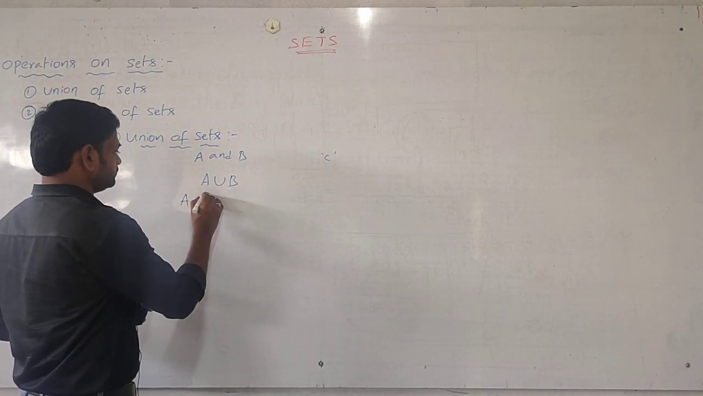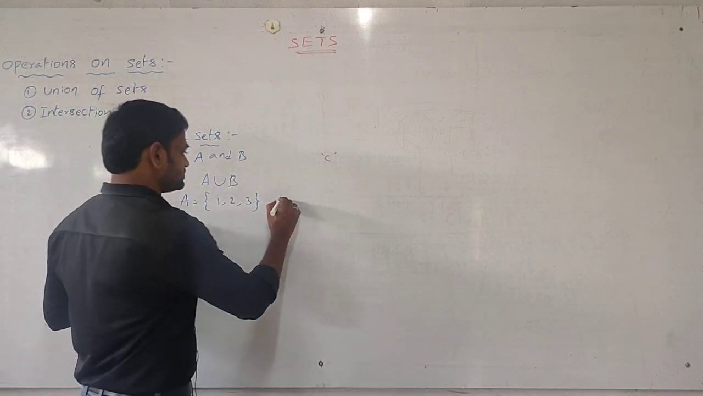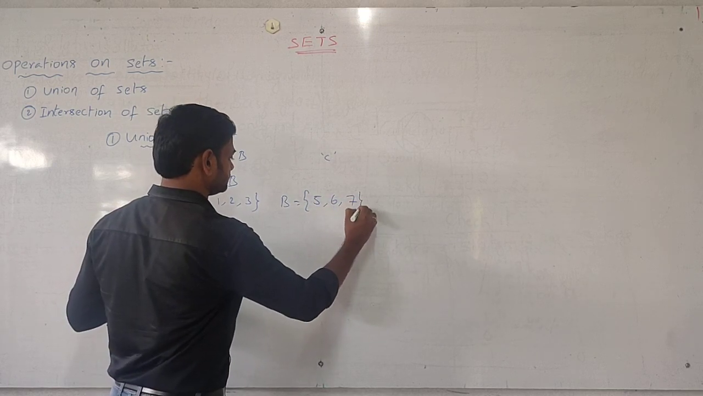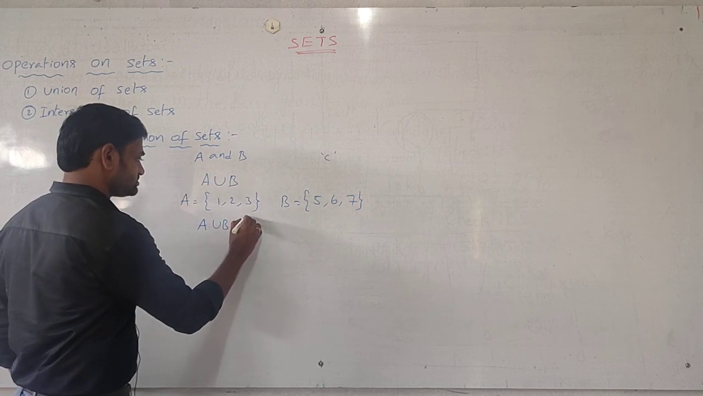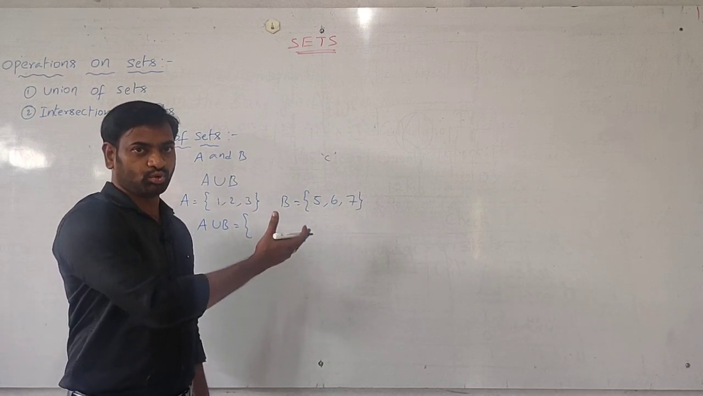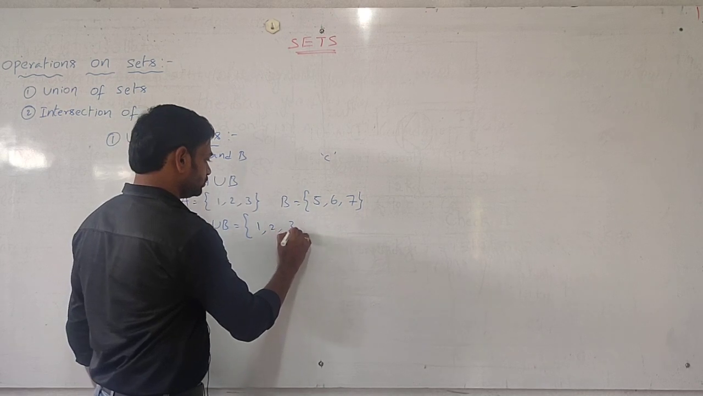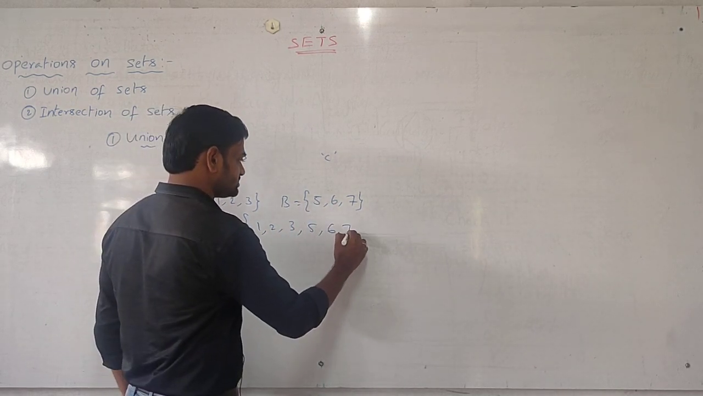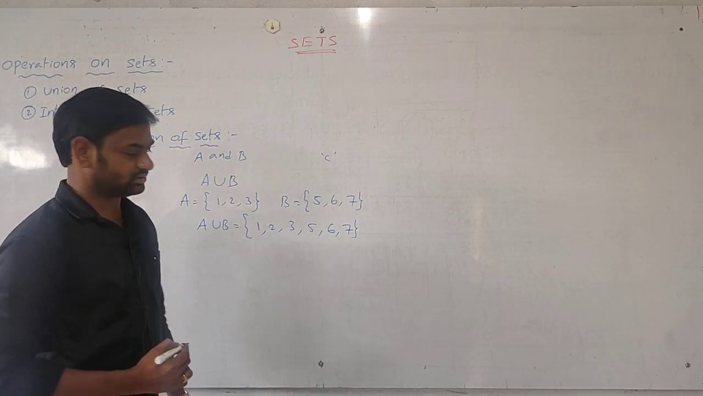Suppose capital A equals {1, 2, 3}. Next, B, suppose I am taking {5, 6, 7}. Now what is A union B? It is the elements of A as well as B. Both we have to write. That is 1, 2, 3, and next the B elements 5, 6, 7. It is A union B.